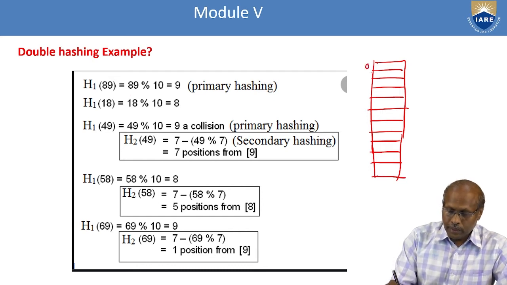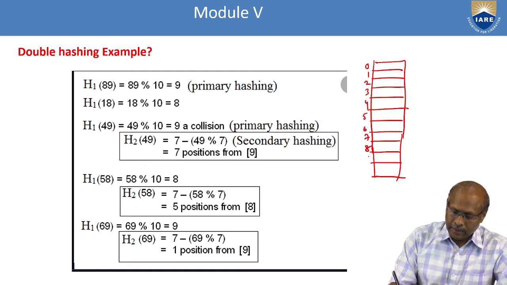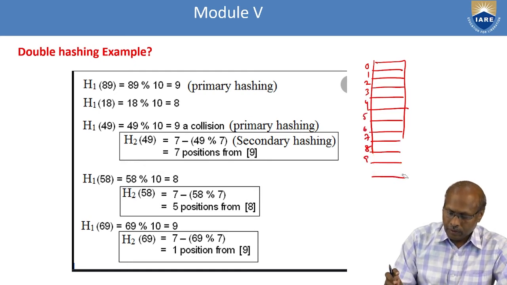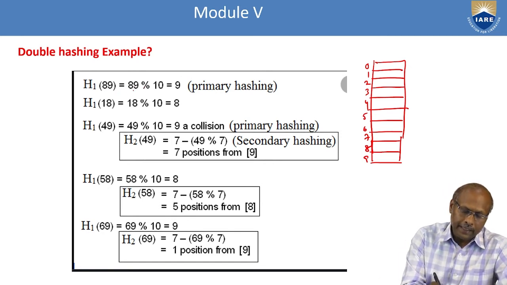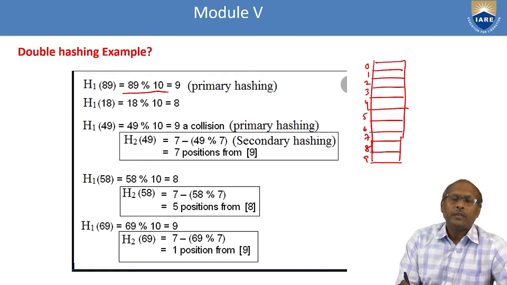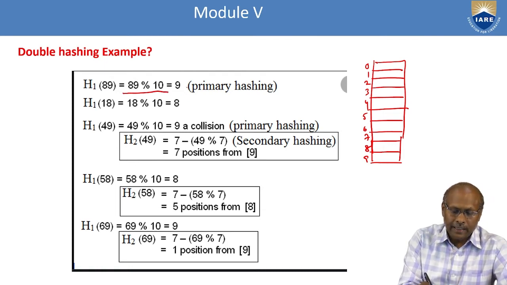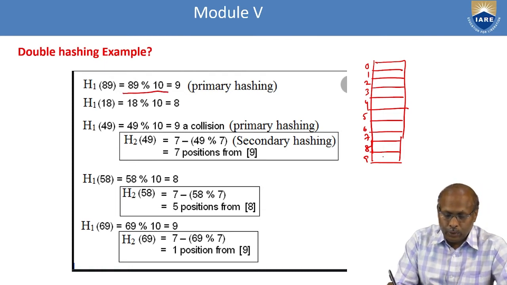So this is 0th place, 1st place, 2nd place, 3rd place, 4th place, 5th place, 6th place, 7th, 8th, 9. 0 to 9 is 10. Now my capacity is 10. 89, where do I have to store it? If I apply this modulo division, 89 modulus 10 is 9. So I'll go to the 9th place and store it here. So 89 will be stored in the 9th place.